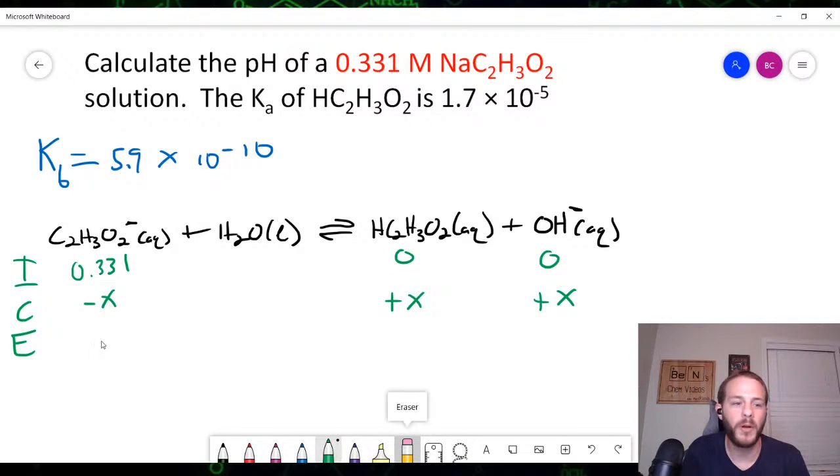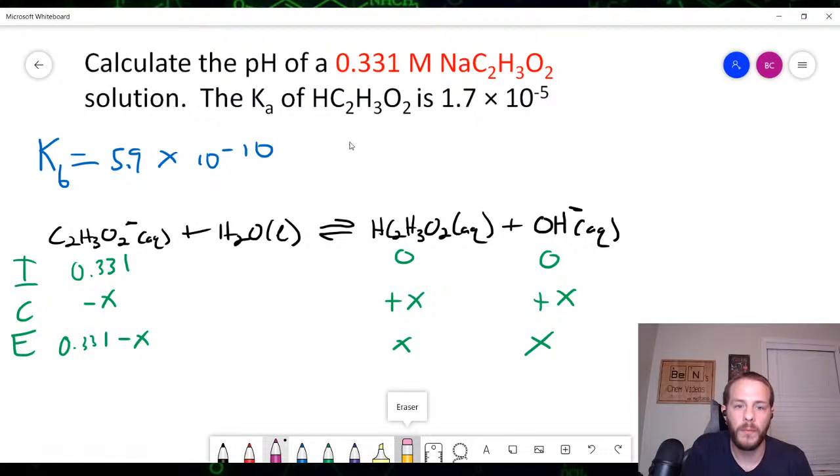All right, so at equilibrium, we're going to have 0.331 minus X for the acetate ion, and for acetic acid and hydroxide, those are each just going to be X. And this is what's going to help us build our quadratic equation here.